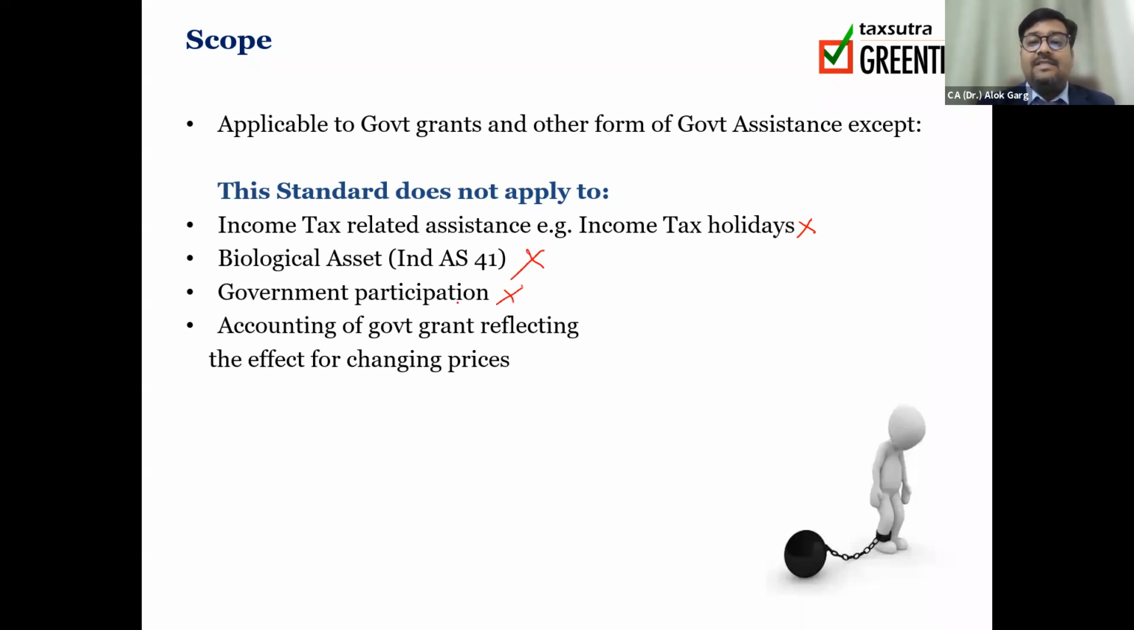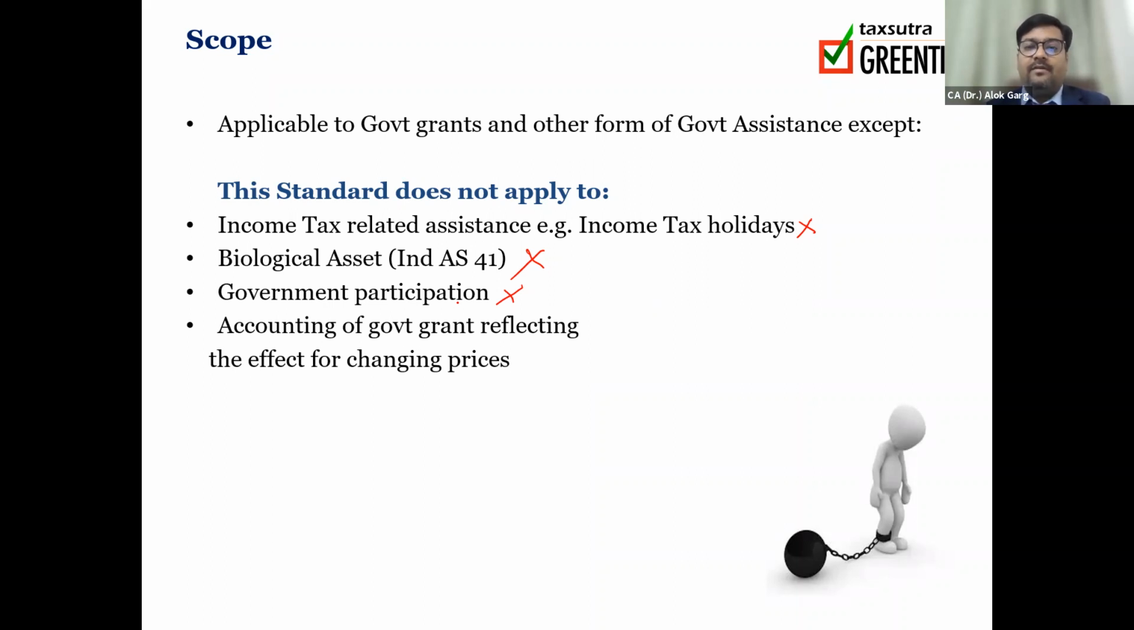Government participation. When I say government participation, it means if government is infusing any equity in the company, government is an owner, government is a promoter in any company, and the government is infusing any capital, in that case, it will not be considered as a government grant. For example, in Delhi Metro Rail Corporation, the equity is funded by government of Delhi and President of India. When I say President of India, central government. So central government through President of India and government of Delhi, Delhi government through Lieutenant Governor. Okay. So in this case, this will not be considered as a government grant.